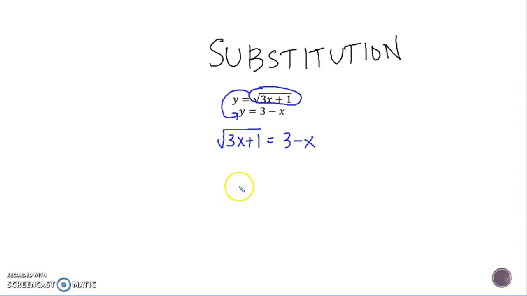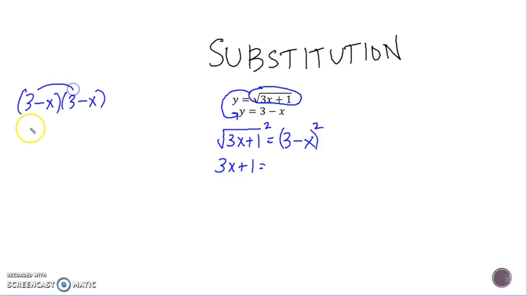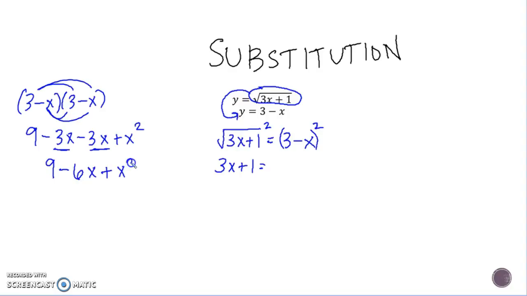I have a radical equation, so I'm just going to square both sides to cancel out that radical. But remember, this is a binomial, and if I have a binomial squared, I'm going to have to FOIL. The left side becomes 3x plus 1. I'm going to FOIL 3 minus x on this side. So that's 3 minus x times 3 minus x. 3 times 3 is 9. 3 times negative x is negative 3x. Negative x times 3 is negative 3x. Negative x times x is x squared. Combine my like terms. So I have 9 minus 6x plus x squared.